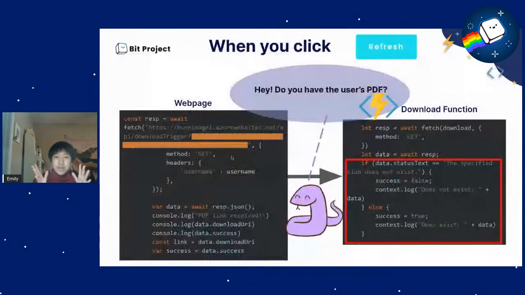So now onto the next part. And yes, there's another Azure function. When you make a GET request to this Azure function, it's really just checking if the user's PDF is done downloading or not. Is it being stored to the container? And here you can see there's some simple if-else logic to determine whether that's true or not.